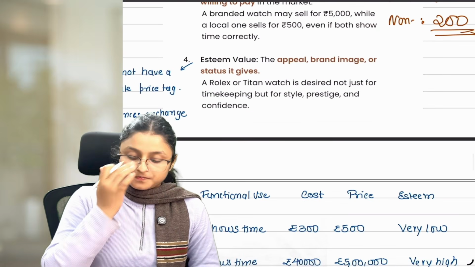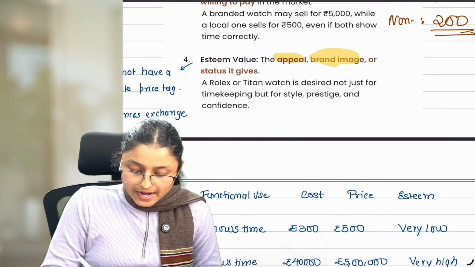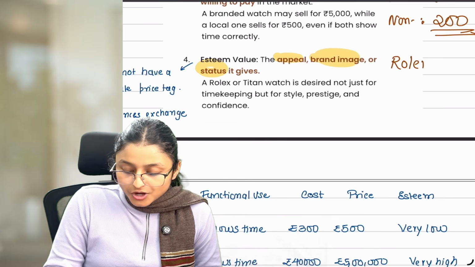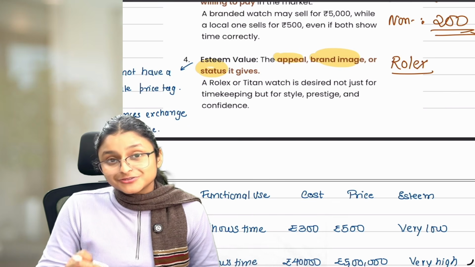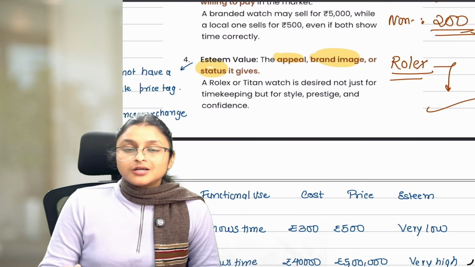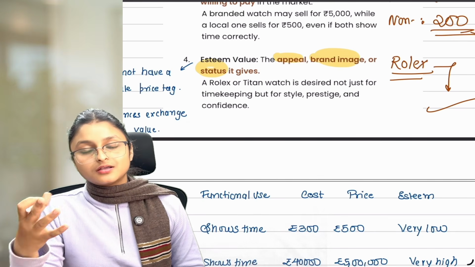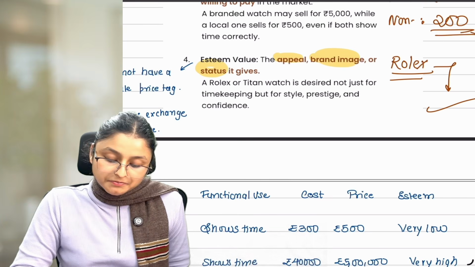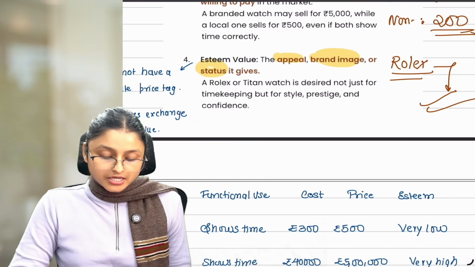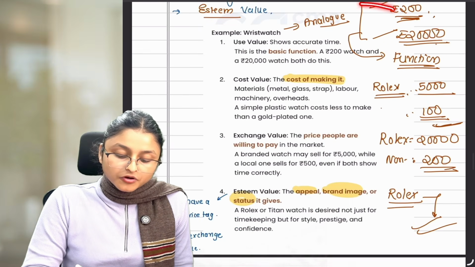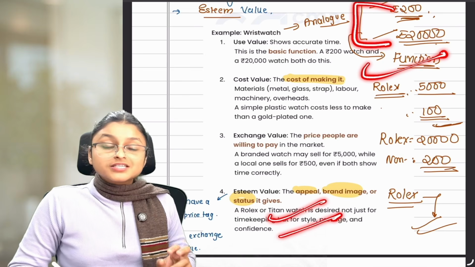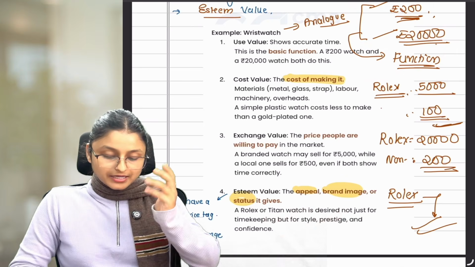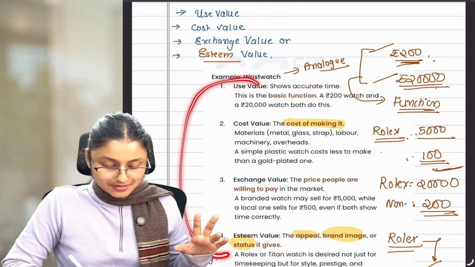Next comes esteem value. Esteem value is the appeal, brand image or status for which you are buying that particular product. Rolex is bought for prestige and pride only, for the status only, and that is why they are able to charge higher, because their brand image is really good. The brand image is all about prestige, and that is why people are willing to pay so much more for a similar type of product that performs the same function. So esteem value is the one which allows manufacturers to charge higher prices for their product. And that is why it's important to see all of this.